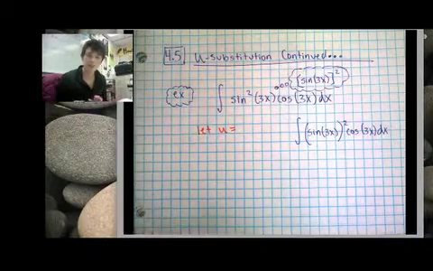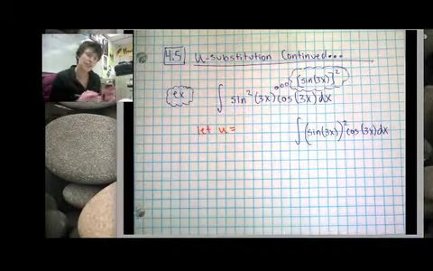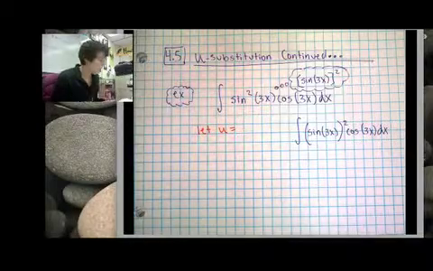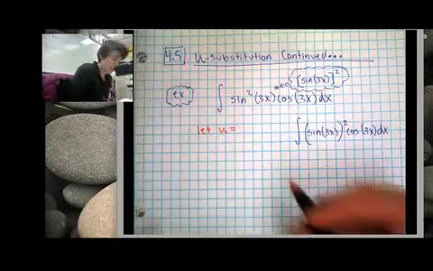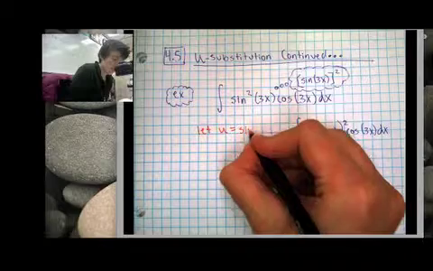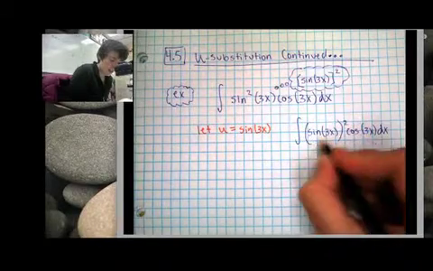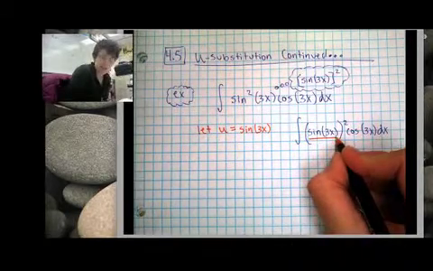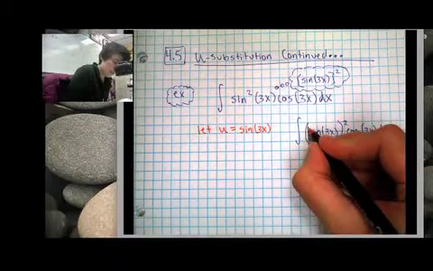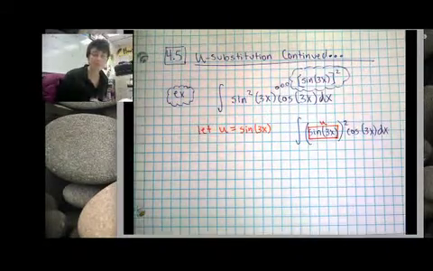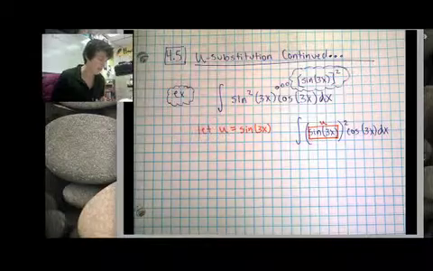And the reason I'm rewriting it is because it's going to kind of drive what I decide to make my u. I'm going to let u equal the sine of 3x. That's that entire inside piece right here. So this piece is going to be my u. Okay, so that's step one, figure out the u.